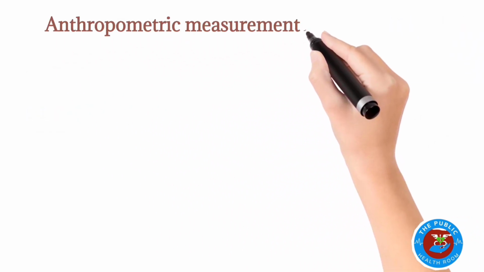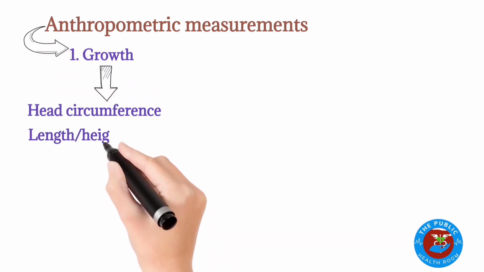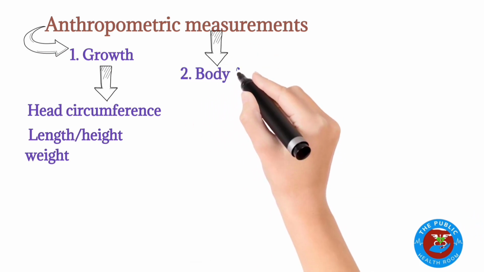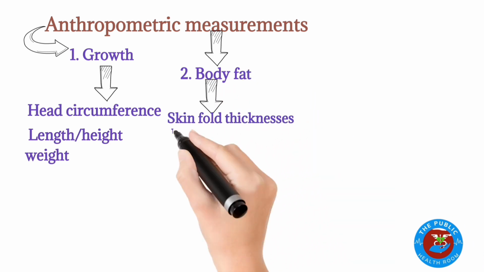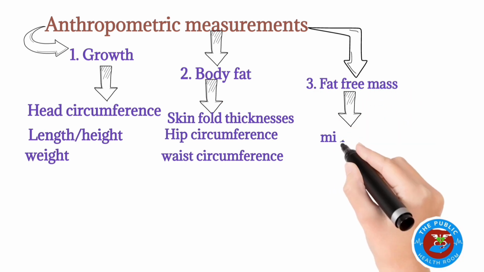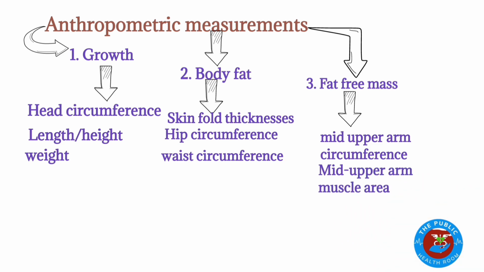Anthropometric measurements include growth measurement, which includes head circumference, length or height, and weight. Body fat measurements include skin fold thicknesses, hip circumference, and waist circumference. Fat-free mass measurements include mid-upper arm circumference and mid-upper arm muscle area.